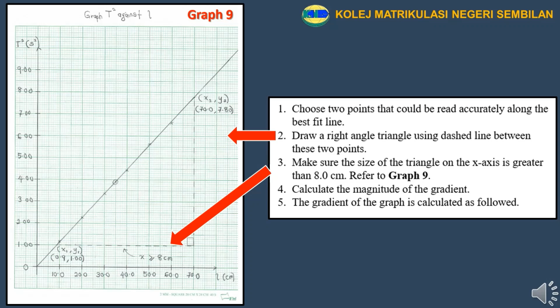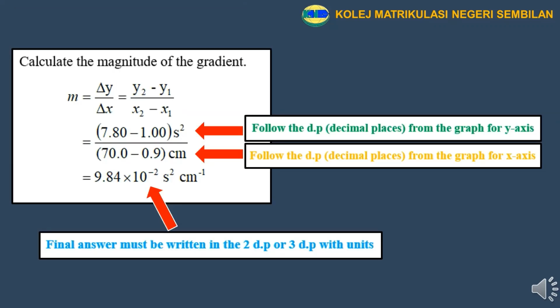Refer to graph 9. Number 4. Calculate the magnitude of the gradient. Number 5. The gradient of the graph is calculated as follows. The gradient of the graph is calculated by using this formula. M equals delta y over delta x equals y2 minus y1 over x2 minus x1.